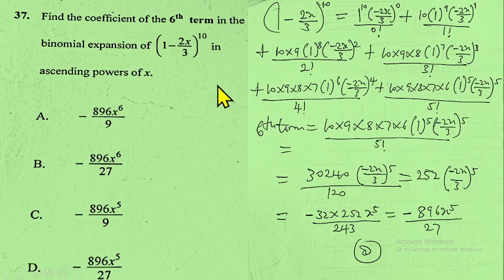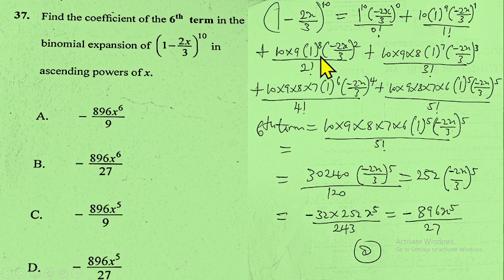Question number 37 is from binomial expansion as well, like the one we have solved recently. We have to find the coefficient of s to the power 5 in the binomial expansion of this in ascending powers of s, so you have to expand this using binomial expansion. It's quite simple as well. We have 1 raised to power 10, which carries power 0 over 0 factorial, plus 10 comes down, then you remove 1 from the power, you have 1 raised to power 9, and the power of this one will be increased by 1: minus 2s over 3 raised to power 1 over 1 factorial.